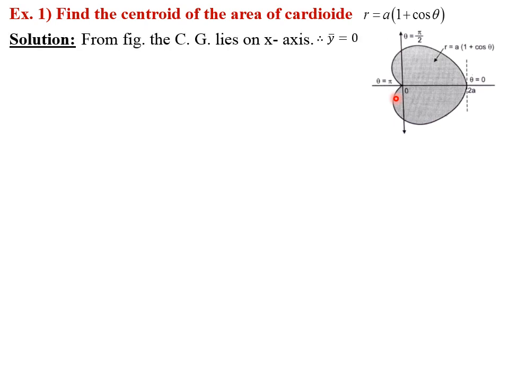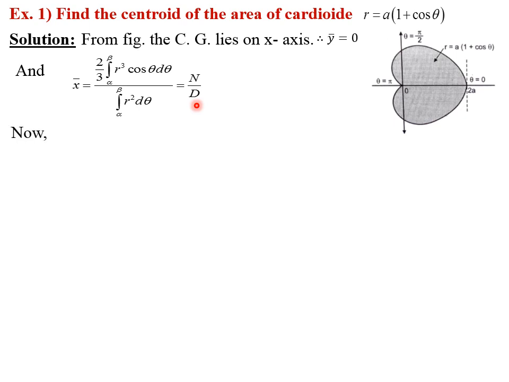So according to the figure, the CG must lie on the x-axis as it is symmetric about the initial line, and that's why surely y bar must be equal to 0, and in that case we have to find out only x bar. The formula for that x bar is 2 upon 3 integration from alpha to beta r cube cos theta d theta whole divided by integration from alpha to beta r square d theta, and that is equal to n upon d. Let us consider it as n upon d, where n represents numerator and d represents denominator.